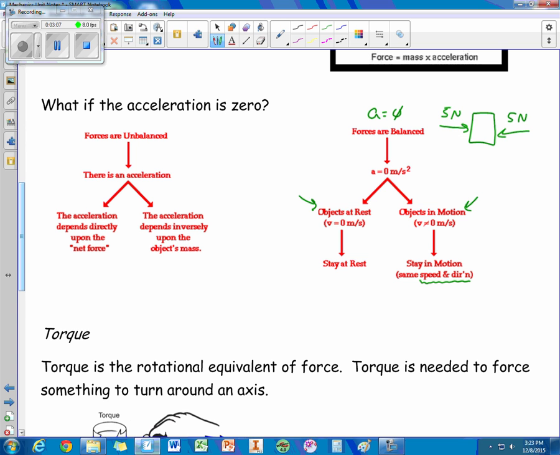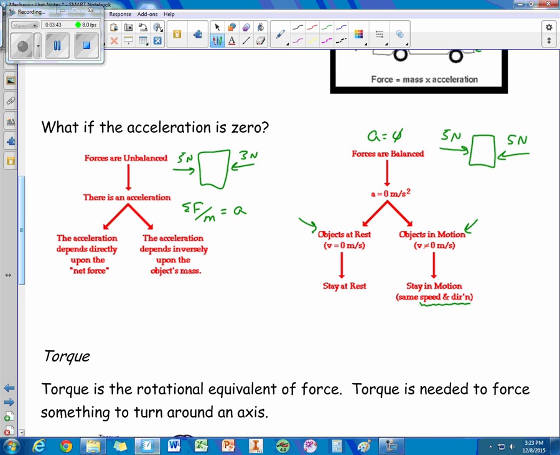That's important. If the forces are unbalanced, so let's say this is 5 newtons, this is 3 newtons, they do not cancel out. Well, then we do have an acceleration. And the net force divided by the mass would equal the acceleration. So the acceleration would be directly proportional to the net force and inversely proportional to the mass. So this is all linear force.